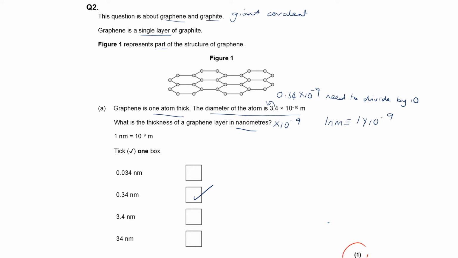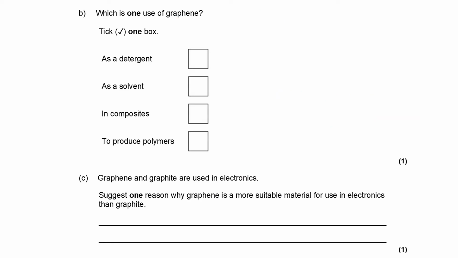Part B, which is one use of graphene? So we've got some choices. I know it's not a detergent, even though it is slippery, and that's almost like a red herring type option. I've never heard of it used as a solvent. It's not used in polymers, so it has to be composites. And if you'd learnt the information or revised the information regarding properties or uses of graphene, you would know this.